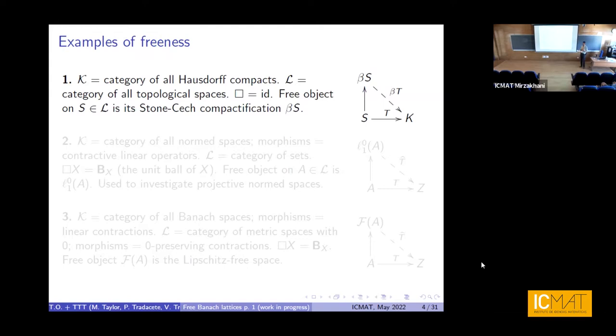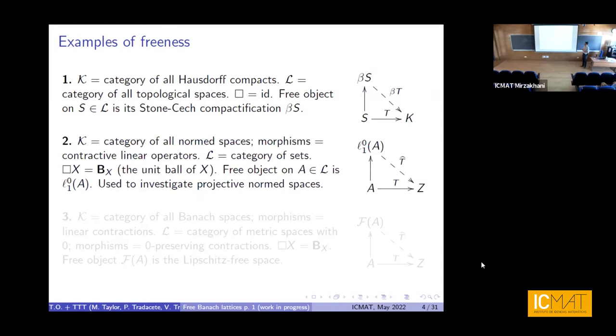One is, let's say K is the category of all Hausdorff compact topological spaces, and L is the category of all topological spaces, and then the functor which goes from K to L is just the formal identity map. So let's say we have a topological space S, then the corresponding free object is its Stone-Čech compactification. This diagram illustrates the defining property of the Stone-Čech compactification: that for any continuous map T from S to some Hausdorff compact K, we have an extension.